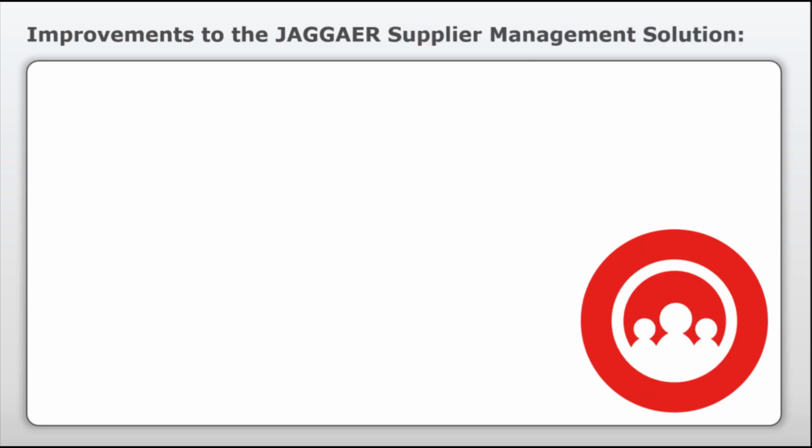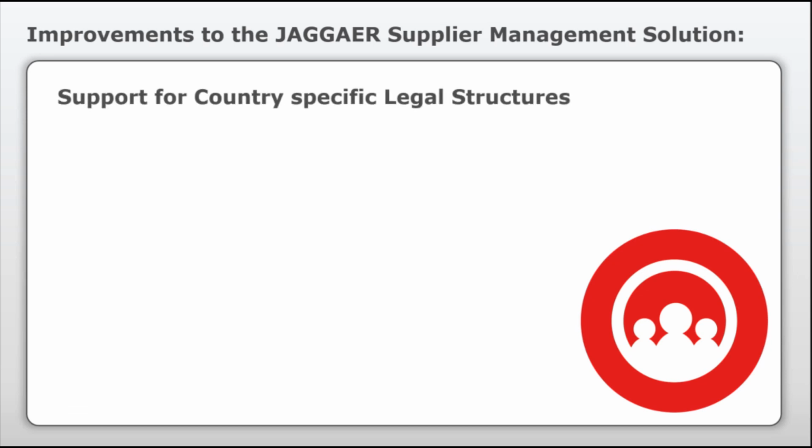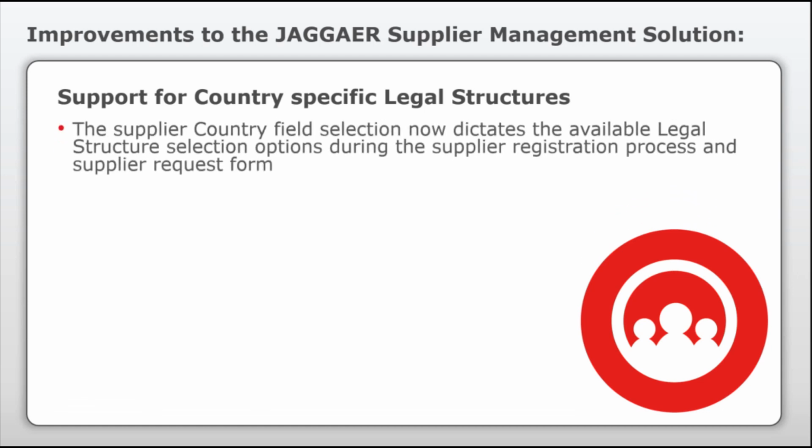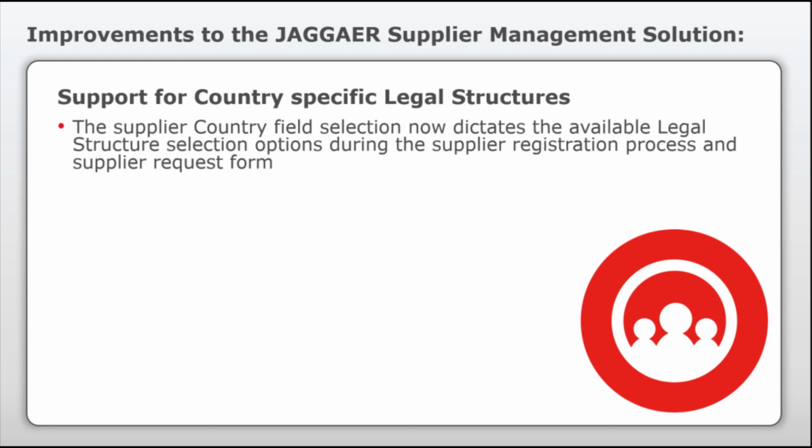So in terms of the main improvements to the supplier management solution, we brought in a new feature that allows our supplier legal structures to be conditional based on the selected country. So as we onboard or our suppliers register in JAGGAER, the list of legal structures that they can select from will be dependent or conditional based on the country that they selected.